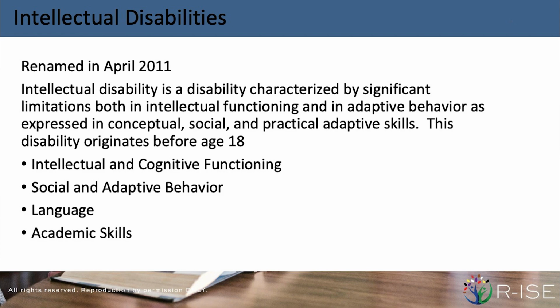Intellectual disabilities was renamed in April 2011. Formerly known as mental retardation, we now refer to those with lower IQs as those with intellectual disabilities. It's characterized by significant limitations both in intellectual functioning and in adaptive behavior, as expressed in conceptual, social, and practical adaptive skills. The disability has to originate prior to the age of 18. It includes intellectual and cognitive functioning, social and adaptive behavior, language, and academic skills.